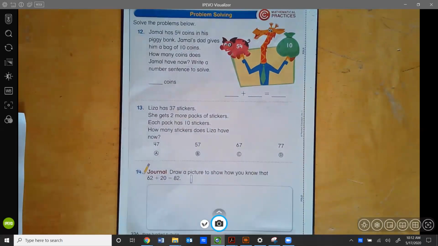Number 12, Jamal has 54 coins in his piggy bank. Jamal's dad gives him a bag of 10 coins. How many coins does Jamal have now? Write a number sentence to solve. Number 13, Liza has 37 stickers. She gets 2 more packs of stickers. Each pack has 10 stickers. How many stickers does Liza have now?